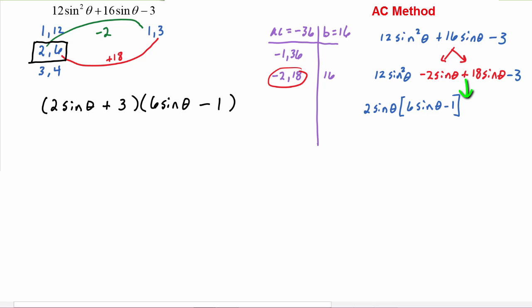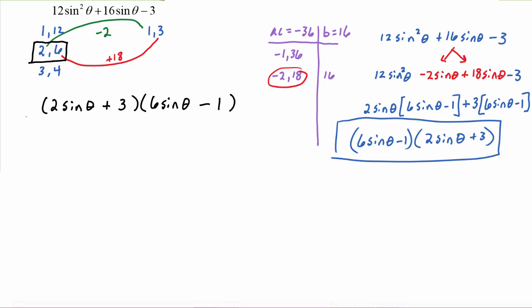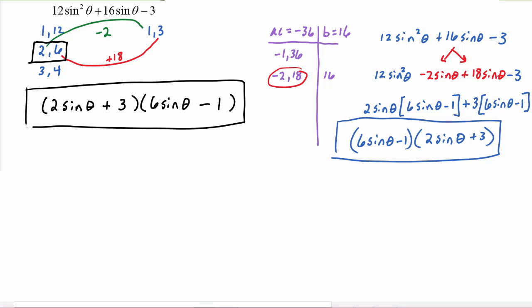Then we have a plus sign. From these two, we can factor out a 3, and we would have 6 sine theta minus 1. This should always match this, and now we factor that out front. So we have 6 sine of theta minus 1 times what remains, which is 2 sine theta plus 3. So we get to the same result, and both methods work very well. So please use the one that you feel most comfortable with.